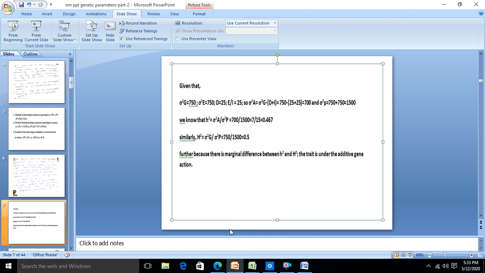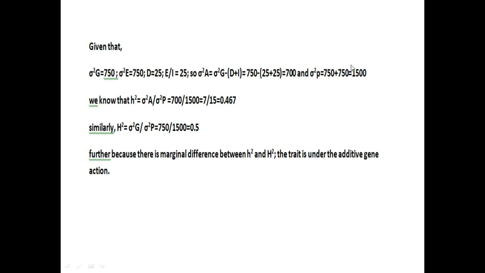This is what I have done over here: sigma square a is equal to sigma square g minus D plus I. Substituting all the values given here, it is equal to 700. Take a pause and study it; you will definitely be able to understand it. And sigma square p will be equal to 750 plus 750. How? We know sigma square p is equal to sigma square g plus sigma square e, and these are the values given. It will be 1500.